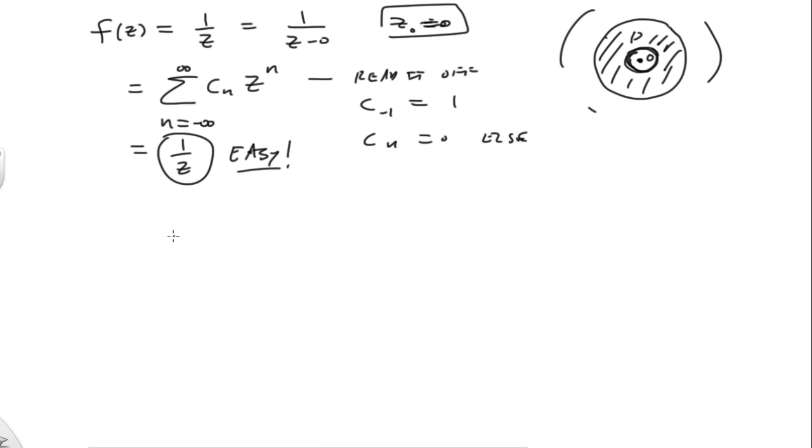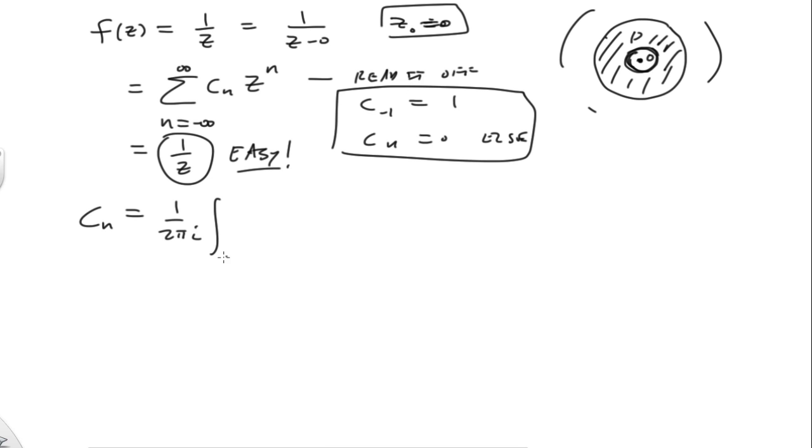All right, but now let's go through and actually compute, just to make sure we're on the right track here. I'm going to actually write down what the C n's are. I want to actually prove that that's true. I'm going to use the formula. So that's 1 over 2 pi i, integral around some contour that doesn't have 0 in it.